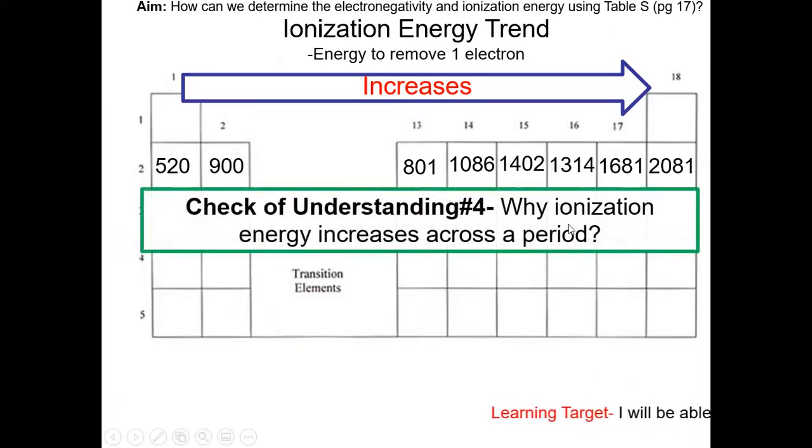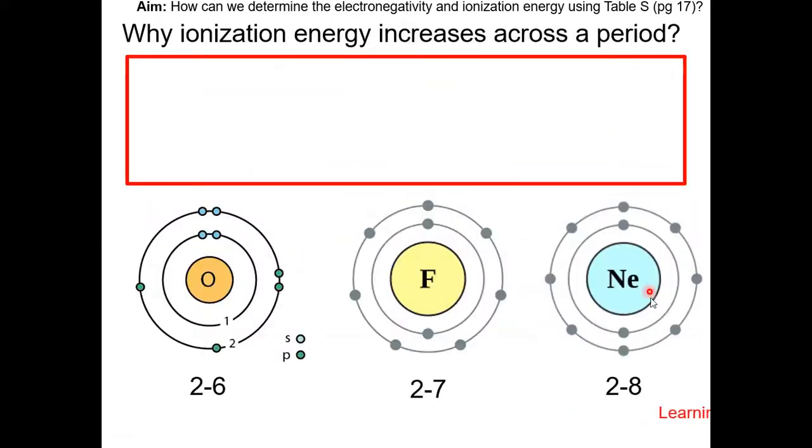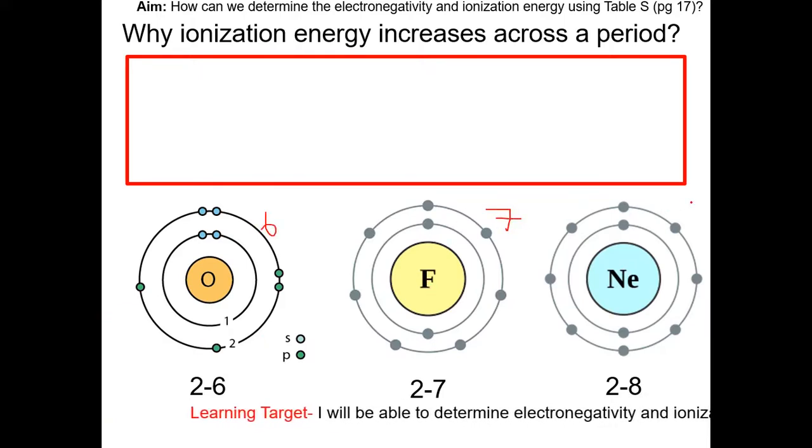So the question is, why does ionization energy increase across the period? Again, we need to analyze the effective nuclear charge and the shielding effect. Let's look at oxygen, fluorine, and neon. At this point, you should know that the shielding effect is constant within a period. Each element has 2 inner electrons. So let's look at the effective nuclear charge of each element. Oxygen is 6, fluorine is 7, and neon is 8.